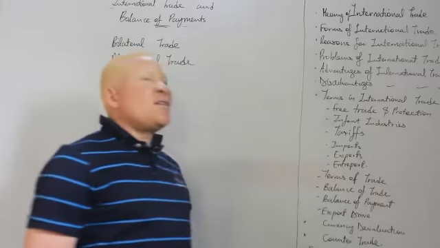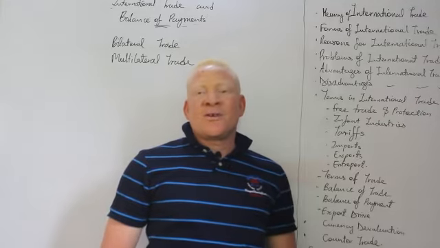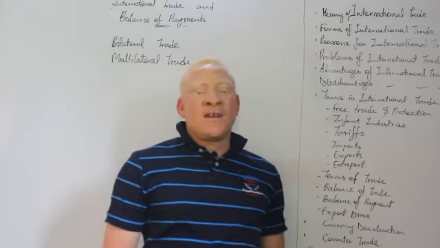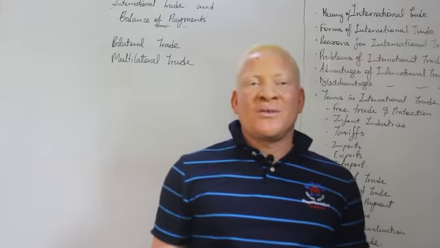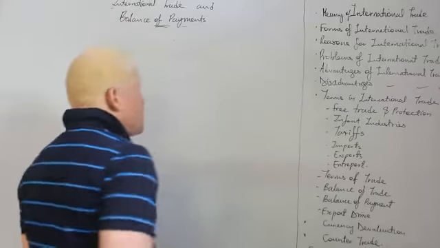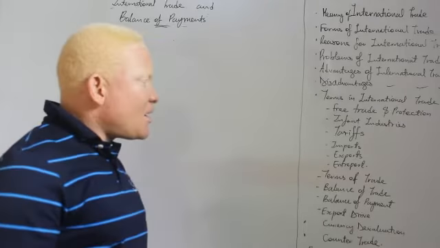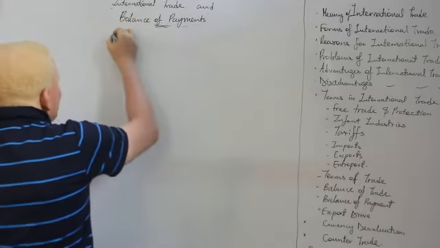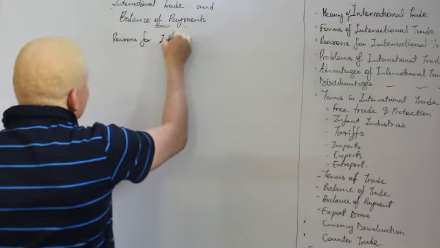Now, what are the things that bring about international trade? We know that no country is an island, and countries depend on each other for things to happen, for instance, transfer of technology, income, and so forth. What are the things that necessitate international trade? That leads us to number 3, which is reasons for international trade.